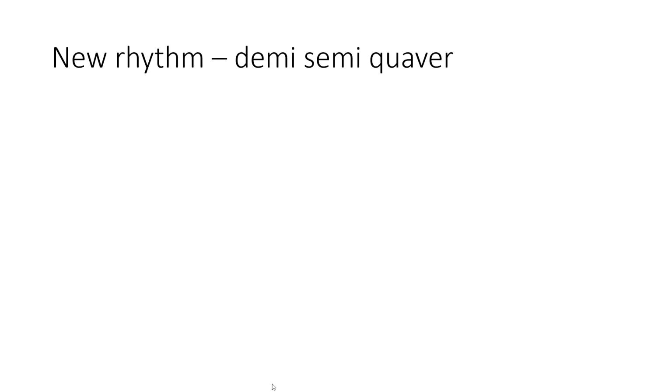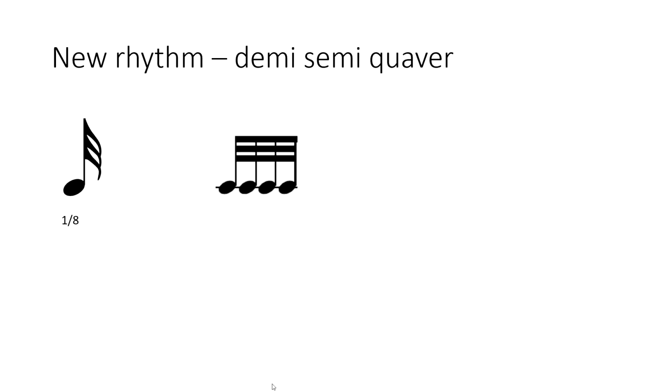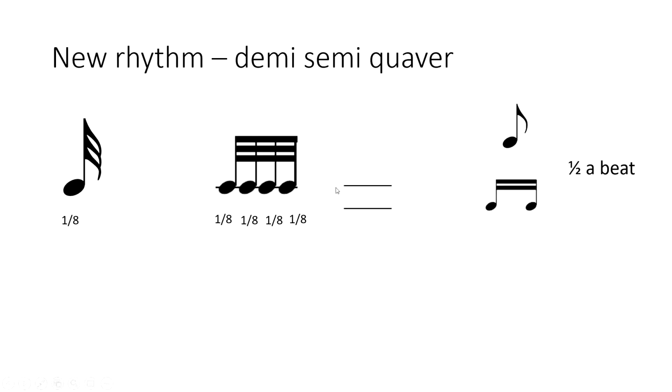Now, when we get to section B, he does introduce a new rhythm called the demi-semiquavers. This is how one of them looks. It's 1/8 of a crotchet. In the piece of music, we actually see them grouped in 4s. So we can see it here, grouped in 4s. Now, these are all 1/8 of a note. If we were to add them together, it would actually equal half a beat.